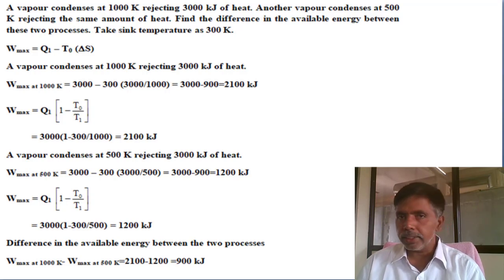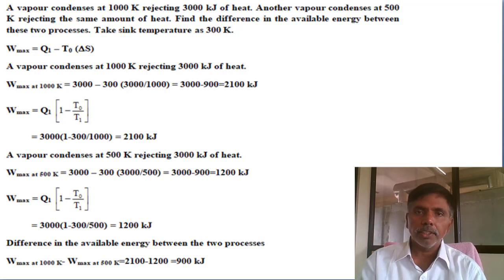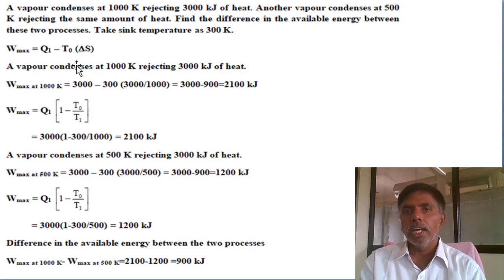So, heat rejection is the same, 3000 kilojoules. But the condensation temperature is different, 1000 Kelvin and 500 Kelvin. If it is condensed at 1000 Kelvin, what is the available energy? If it is condensed at 500 Kelvin, what is the available energy? Work max equals total energy minus unavailable energy, T naught into delta S, or directly it is given heat Q into 1 minus T naught by T1. By any method you calculate, the available energy is 2100 kilojoules. Actually 3000 kilojoules, but available energy if it is condensed at 1000 Kelvin is 2100 kilojoules.